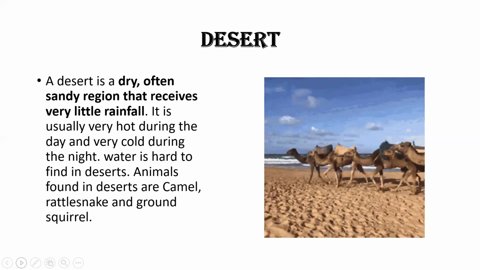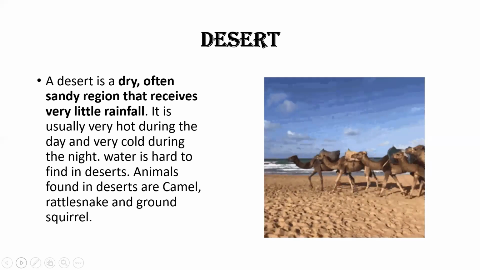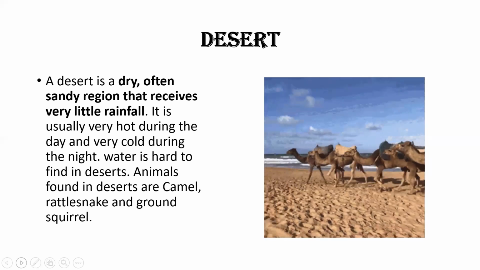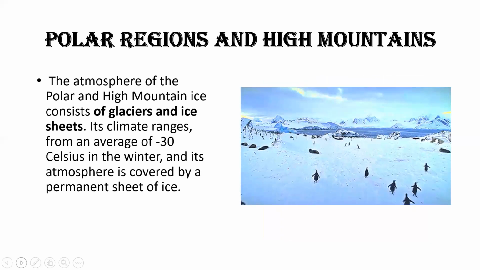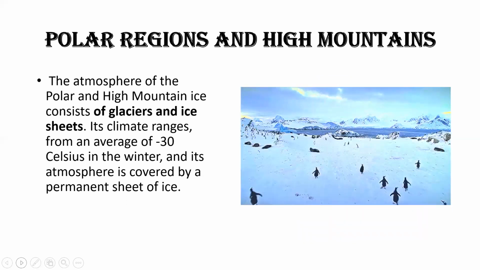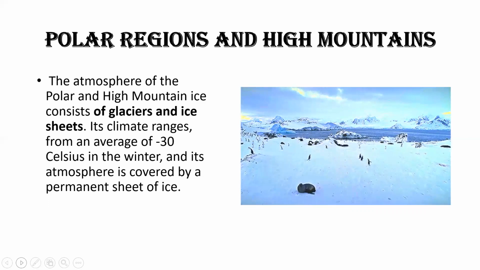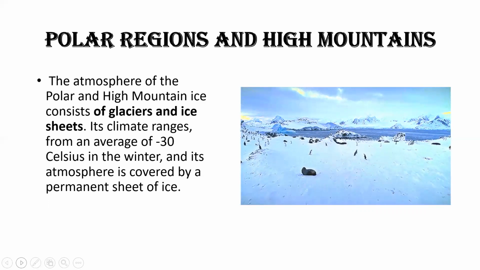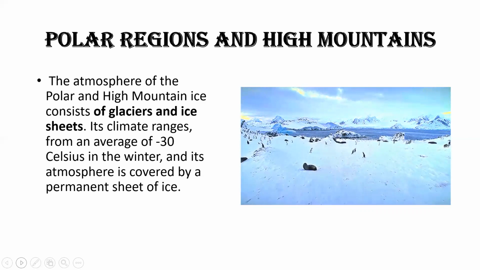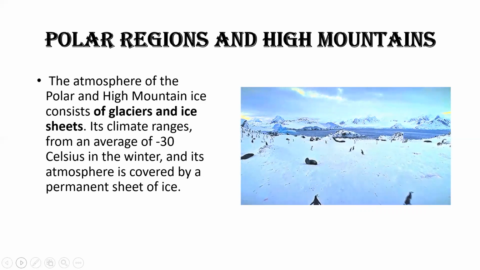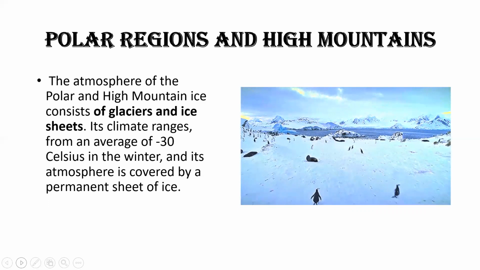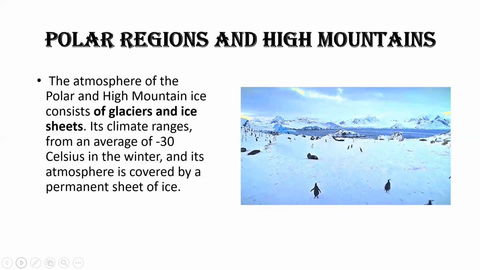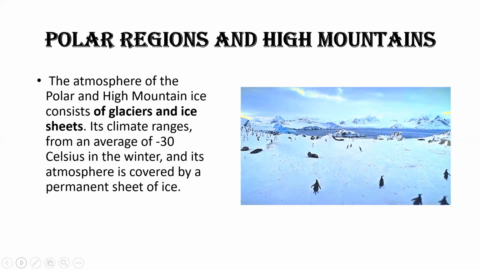Not only camel, some types of snakes and squirrels also live in the desert. Now next is the polar region and high mountains. They are very cold places covered with snow. Polar bears, seals, and penguins are found in these regions. They are able to survive there because they have special features to withstand cold. They have a layer of fat under their skin which keeps them warm. Some of them also have thick fur.